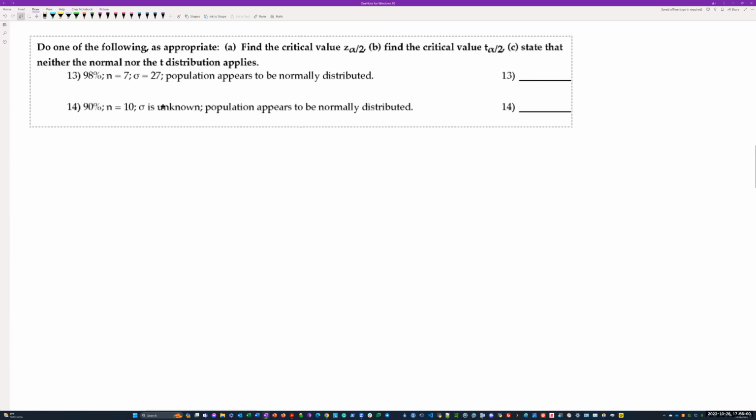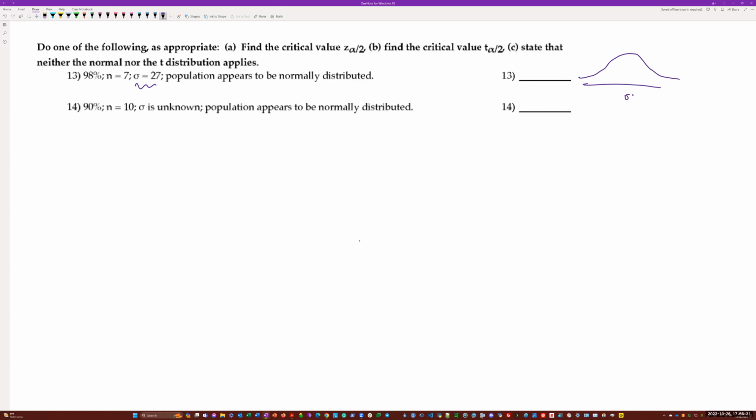So do one of the following. Find the critical value Z alpha over 2. Find the critical value T alpha over 2. State that the normal distribution applies. 98%, n is 7, sigma is 27. Population appears to be normally distributed. So if the population is normally distributed, then we want to use normal distribution, but we can't unless we know what sigma is. But they're telling us what sigma is, so we're good.